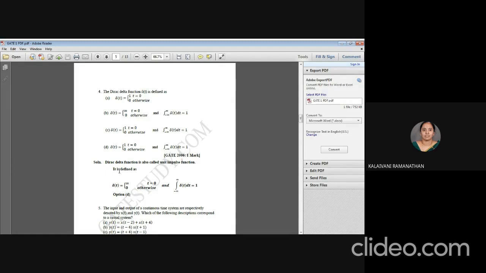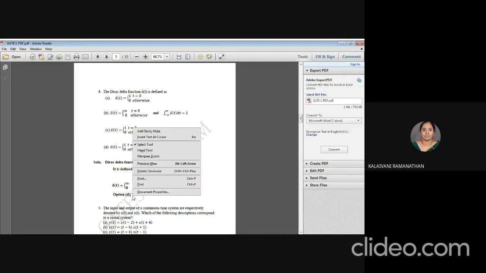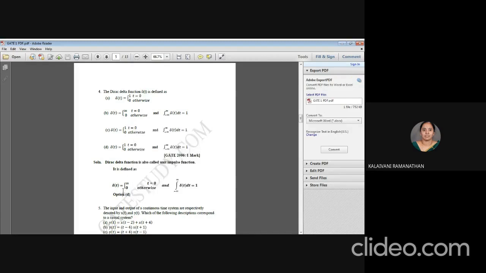Actually, in this solution, they have noted down the definition correctly. That is for B. B is correct. They have noted down the B option, but they have noted it wrongly as the D option. So you have to correct it as the B option. Okay. Hope you understand.